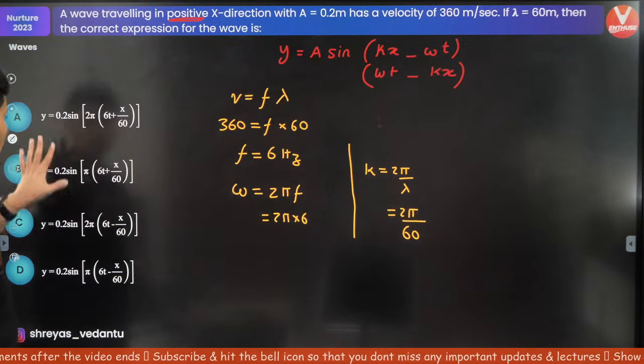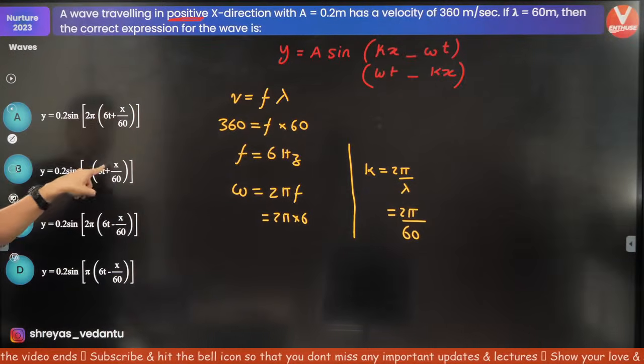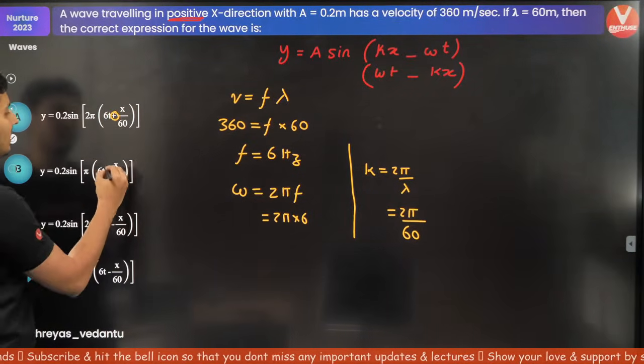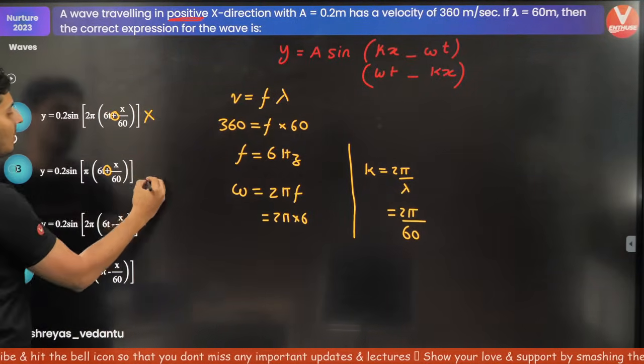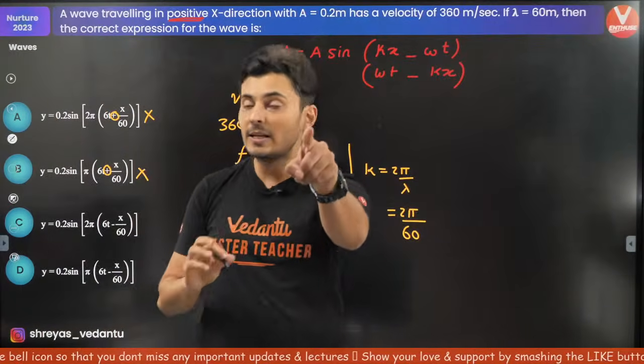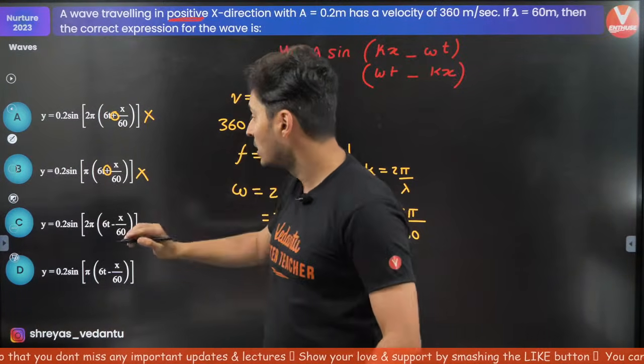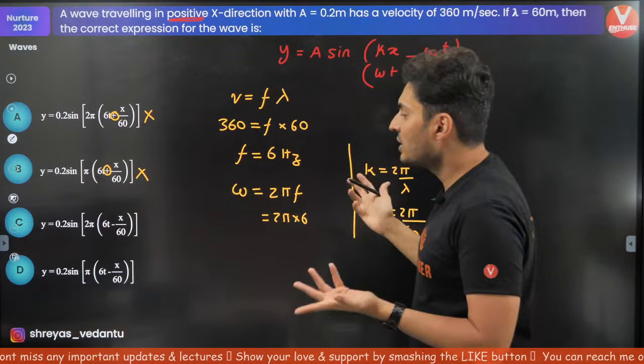Now look at the options and you can see the first two options have a positive sign over here. Obviously this is wrong, this is also wrong, because it is clearly mentioned it is going in the negative direction. So out of C and D, see which option is correct.